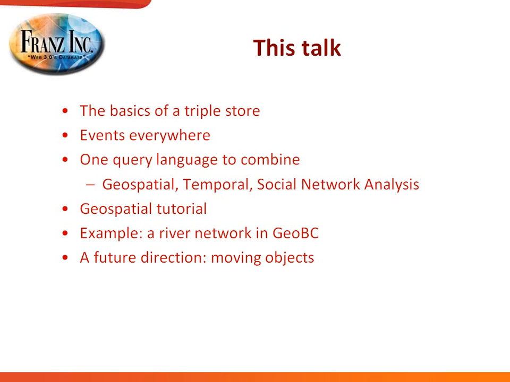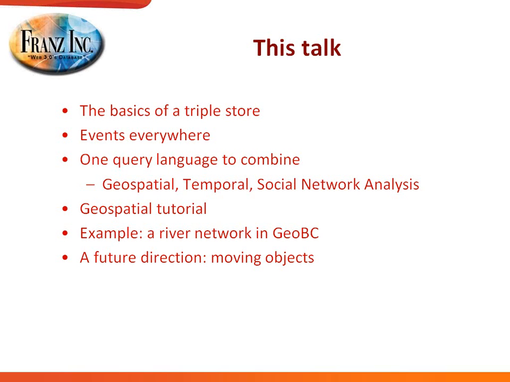I will talk, for those people that are not so familiar with triple stores, a little bit about what you do with a triple store. I will show how you can also store events in a triple store, where events are defined as a combination of something that has a begin time and an end time, a location, probably some actors, and a type. I will show how we can use one query language to combine reasoning over events. So we have this query language that combines geospatial, temporal, and social network analysis. And then I will talk mostly about geo after that.